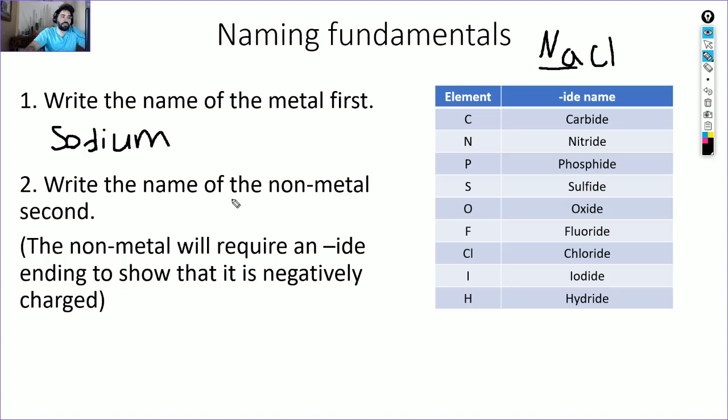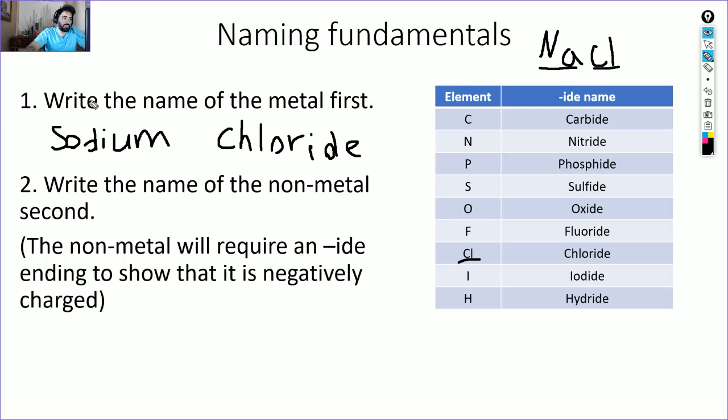Step 2, you write the name of the nonmetal. The nonmetal in this compound is chlorine. You don't write the actual name of the nonmetal. You write the -ide version. This guy is not called chlorine. It's called chloride. The reason for changing the last part is to show that it has a negative charge. Either it's a -1, -2, or a -3 charge.